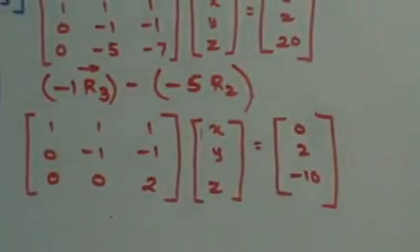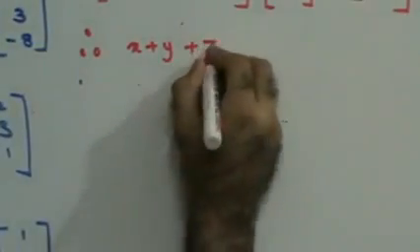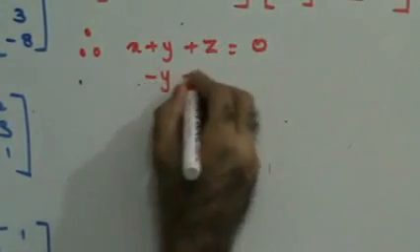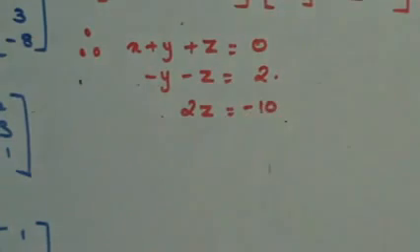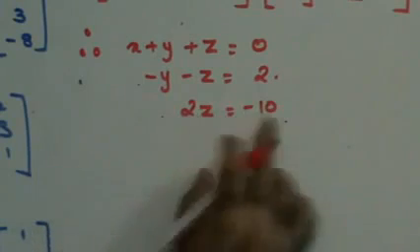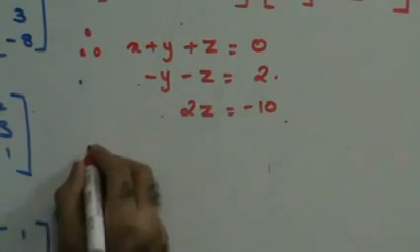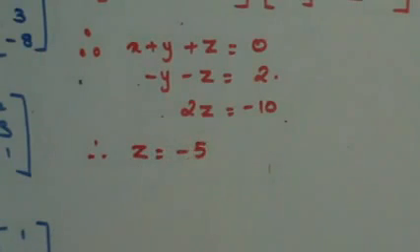Once you get the number in the sixth position as 0, you convert this back into algebraic form. Therefore, you can say that x plus y plus z is 0, minus y minus z is 2, and 2z is minus 10. Convert the equation back into algebraic form. Now if 2z is minus 10, then z is equal to minus 5.